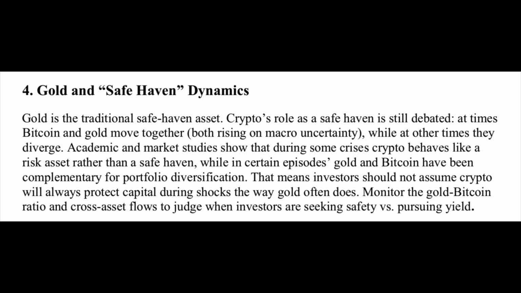At times, Bitcoin and gold move together, both rising on macro uncertainty, while at other times they diverge. Academic and market studies show that during some crises, crypto behaves like a risk asset rather than a safe haven, while in certain episodes, gold and Bitcoin have been complementary for portfolio diversification. That means investors should not assume crypto will always protect capital during shocks the way gold often does. Monitor the gold-Bitcoin ratio and cross-asset flows to judge when investors are seeking safety versus pursuing yield.